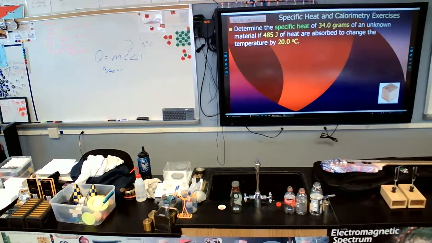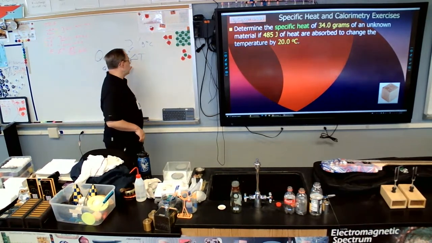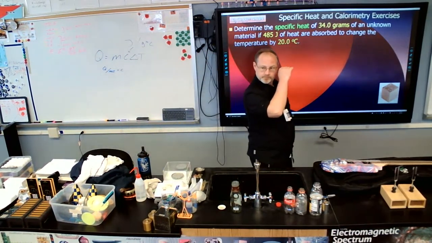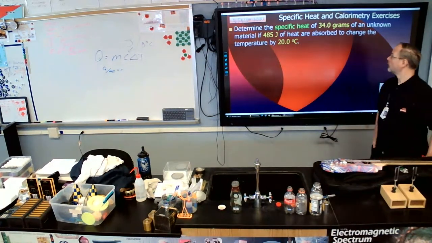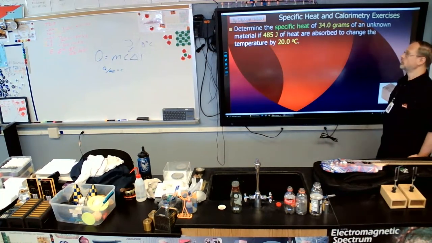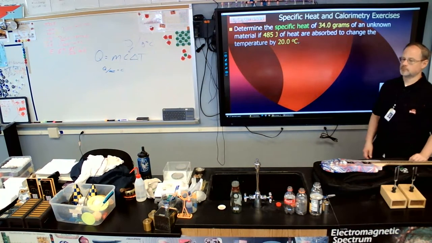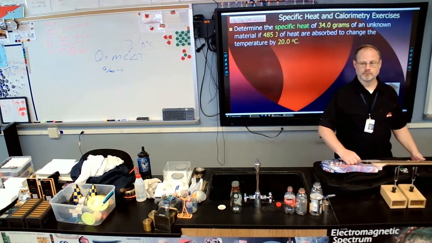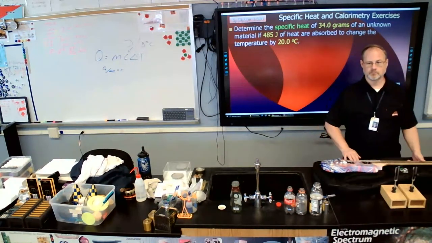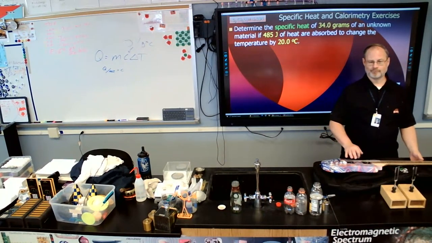Okay, what is Q? Q is heat. So heat, mass, specific heat, change in temperature. 485 is Q. Where are you getting 45? Same thing. You know what I mean. Wait, so if you do 34 times 20, I have 680. Okay, that makes sense.